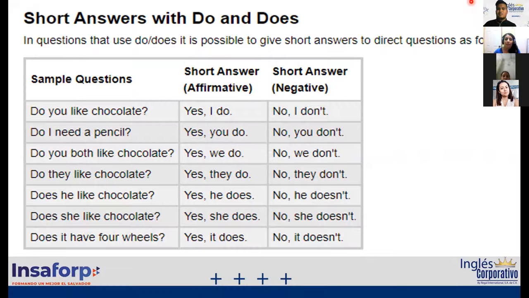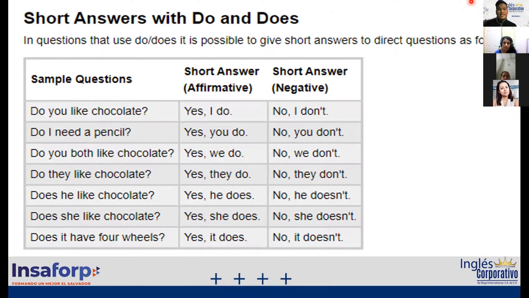Horizontal. Okay. Do you like chocolate? Yes, I do. Chocolate. Do you like chocolate? Yes, I do. No, I don't. Very good. Number 2. Do I need a pencil? Yes, you do. No, you don't. Very good. Number 3. Do you both like chocolate? Yes, we do. No, we don't.